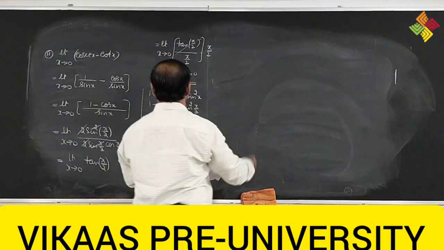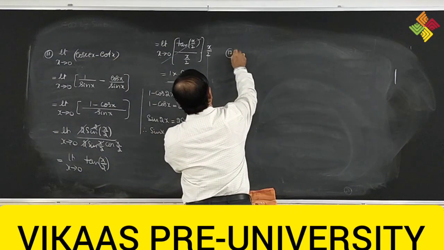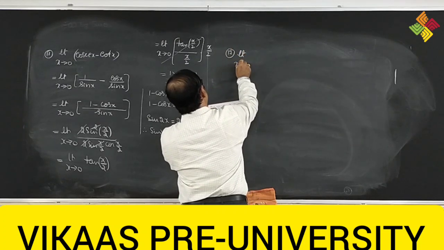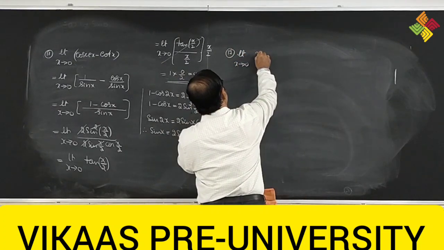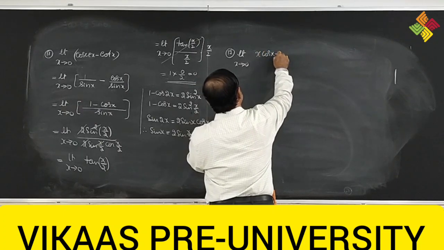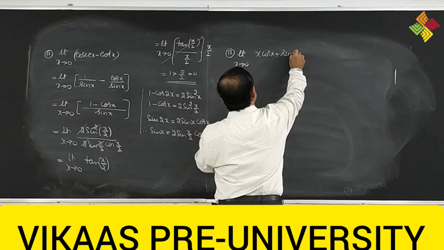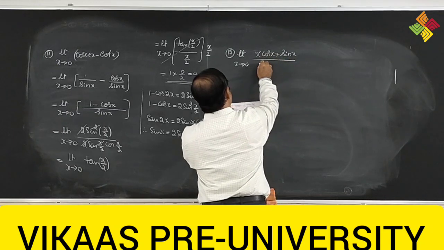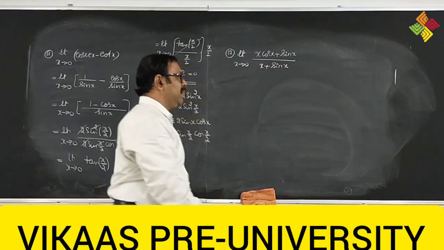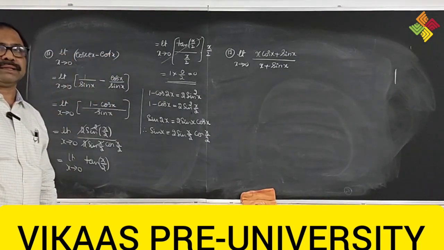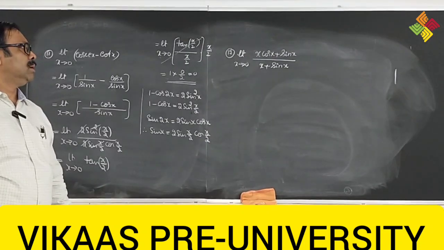Now, let us work out one more. Evaluate limit x tending to 0, x into cos x plus sin x divided by x plus sin x.